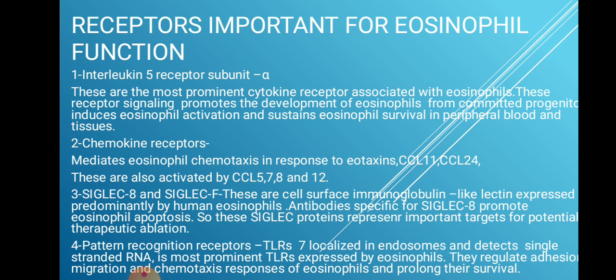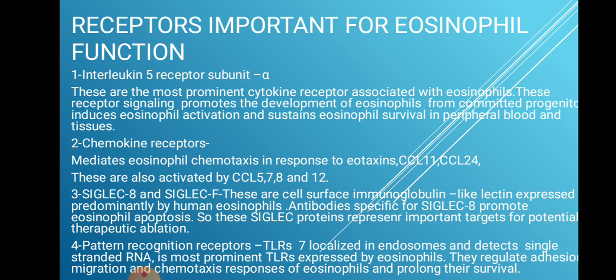Receptors important for eosinophil function. Interleukin 5 receptor subunit alpha. This is the most prominent cytokine receptor associated with eosinophils. This receptor signaling promotes the development of eosinophils from committed progenitors, induces eosinophil activation and sustains eosinophil survival in peripheral blood and tissues.